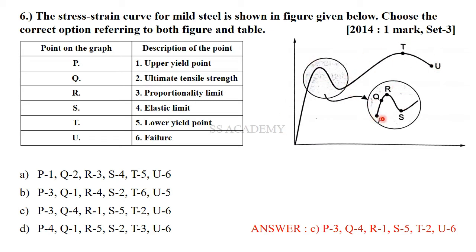Corresponding to this, as we can see, R has different values and T has different values. So first we will be considering R. As said earlier, R corresponds to the upper yield point, so R is 1. Now you can check: P 3 proportionality limit, Q 4 elastic limit, R 1 upper yield point, S 5 lower yield point, T 2 that is ultimate tensile strength, and U is 6 failure. So C is the answer.